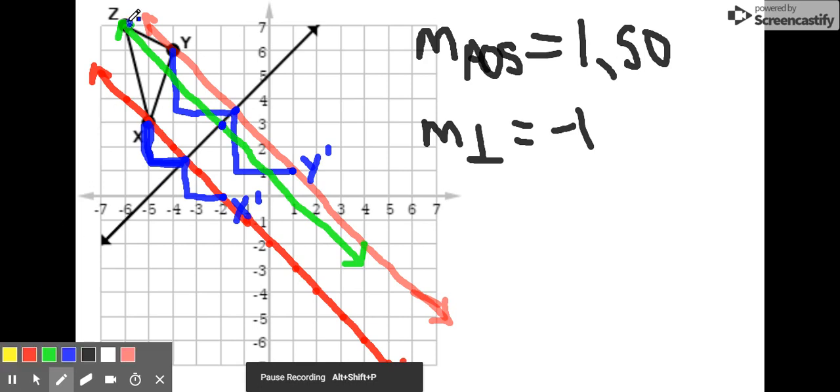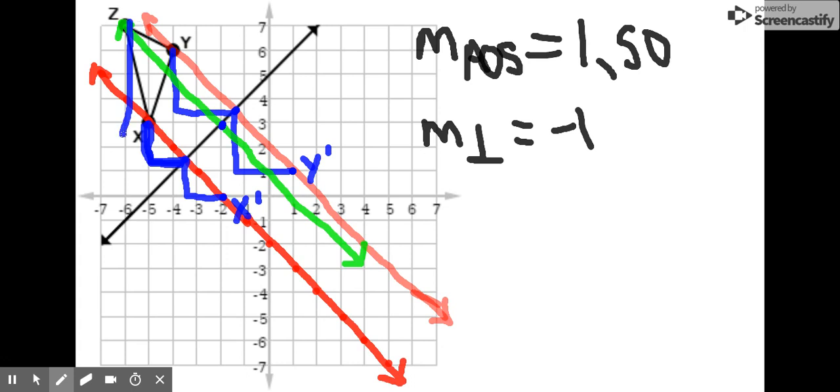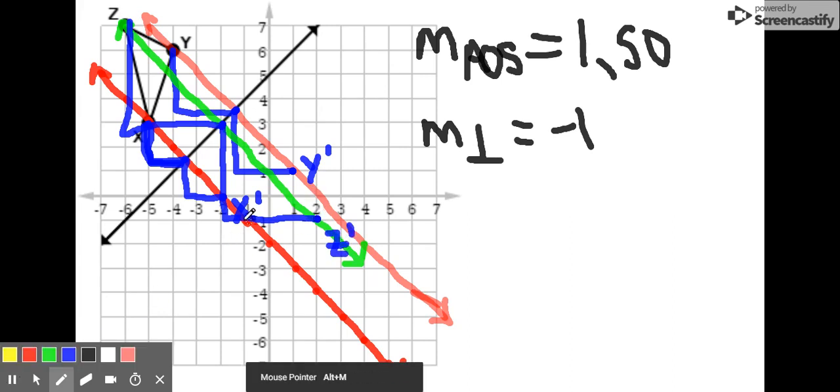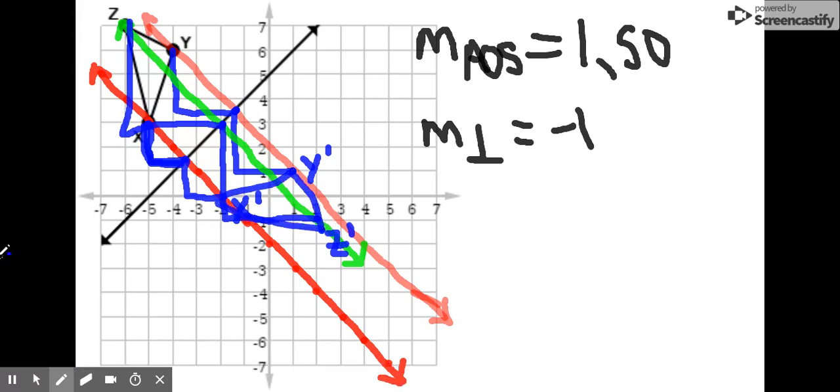And if we find that distance, we're going to go down and over and do that same distance. So we're going to go down 2, 3, 4 over 2, 3, 4, and we're going to be at (2, -1). And then we just have to connect our vertices, and that's going to be our final image.